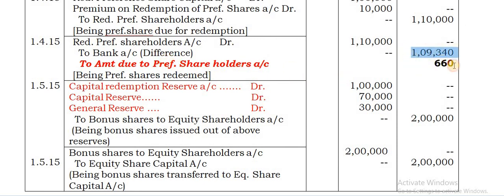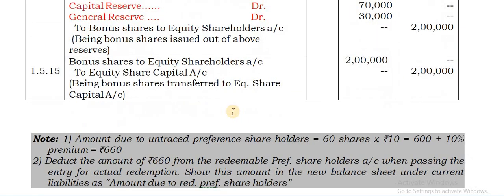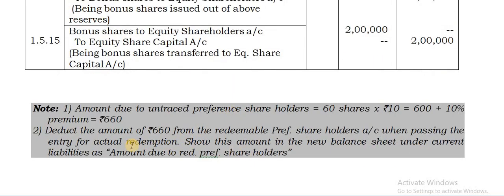Now 660, still it is not yet paid. This will be shown separately under which head? Under the head non-current liabilities. Okay.